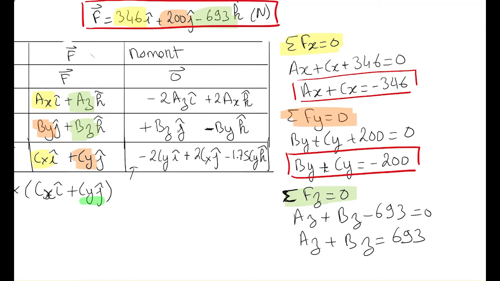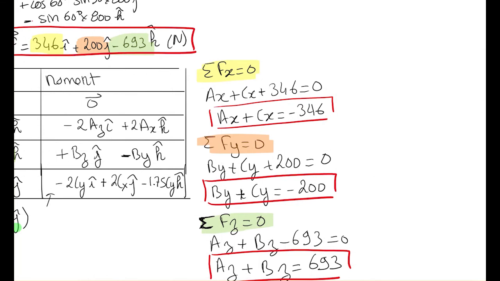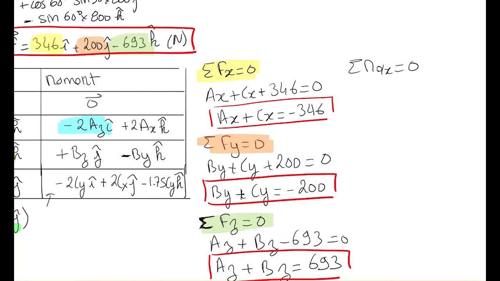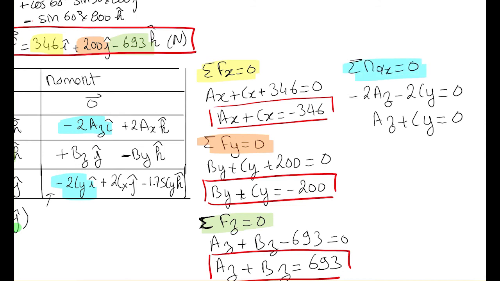Okay, so 1, 2, 3 equations. Now we need the equations of moment. So sum of the moment about O but on X is equal to 0. Blue one. On X, we have this one and this one. Yay. So we have minus 2 AZ minus 2 CY is equal to 0. And that's it. So we can just write that AZ plus CY is equal to 0 if we divide everything by minus 2. That would be easier. So that's the moment on X.